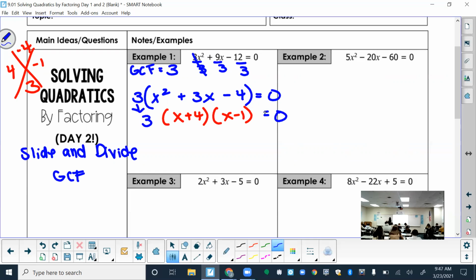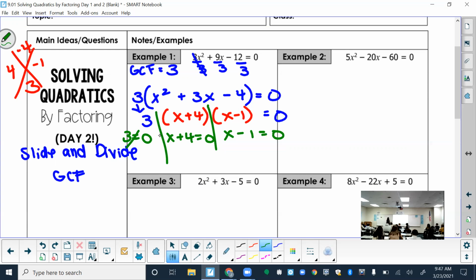Now we continue with the rest of the steps, which are to set each factor equal to 0. How many factors do I have? 2, 3. I do have 3 factors, because factors are things that you multiply together. So we do multiply that GCF here. So set them all equal to 0. We get 3 equals 0, x plus 4 equals 0, and x minus 1 equals 0. Now, does 3 equals 0 make any sense? It does not. So we're only going to have 2 x's. We can never have 3 x's.